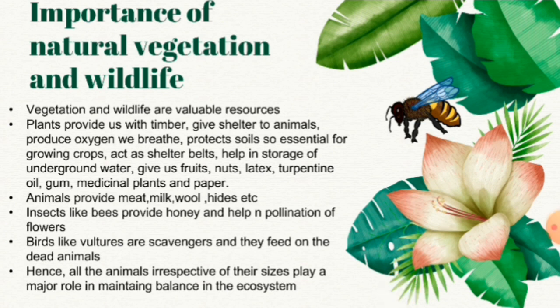Animals provide us with meat, milk, hides, wool, etc. Insects like bees provide us honey and help in the pollination of flowers. Birds like vultures are scavengers and they feed on the dead animals. Hence, all the animals, irrespective of their sizes, play a major role in maintaining the balance in the ecosystem.